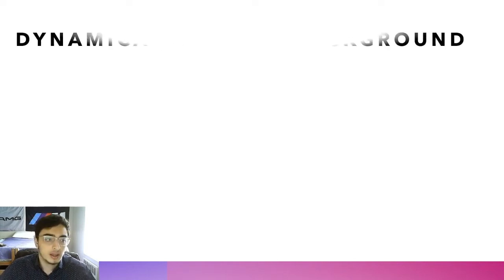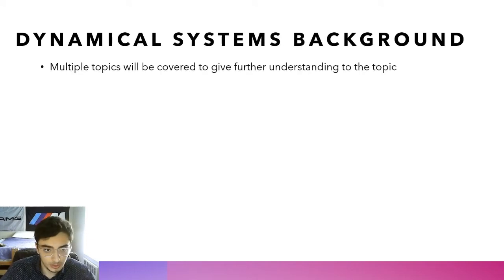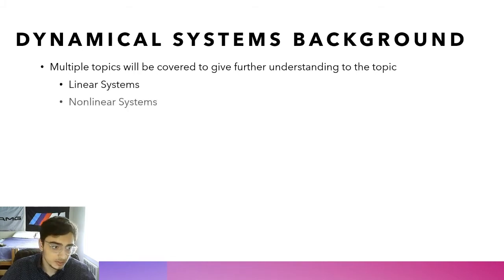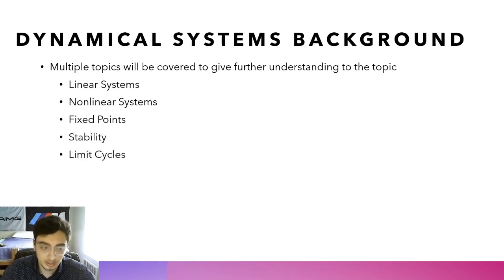Before we get into all the different concepts, I'd like to lay out what we'll be going over. The multiple topics we'll be covering are linear systems, nonlinear systems, fixed points, stability, and limit cycles. All of these are different topics within dynamical systems that we've learned in the class, but they all come together to show how glycolysis works into dynamical systems and how glycolysis has been plotted mathematically to find the pattern.